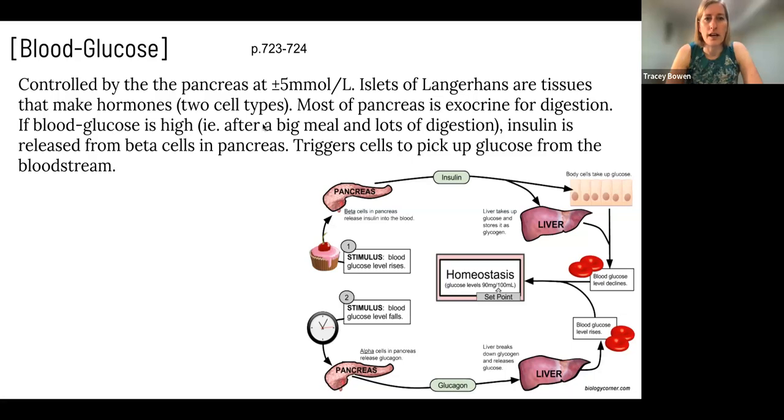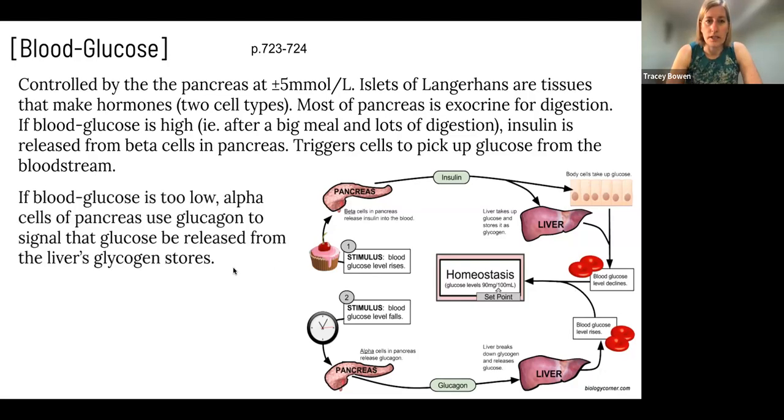So if blood glucose is high after a big meal or lots of digestion, insulin is going to be released from the beta cells in the pancreas, and that is going to signal to the cells to pick up glucose from the bloodstream. So insulin is going to send a signal to the liver, as well as other body cells through the bloodstream, and they're going to start picking up sugar, glucose from the bloodstream. And then the blood glucose levels are going to decline, and that's maintaining homeostasis.